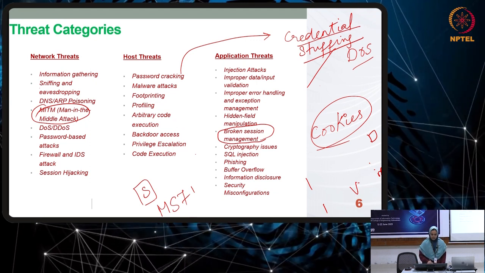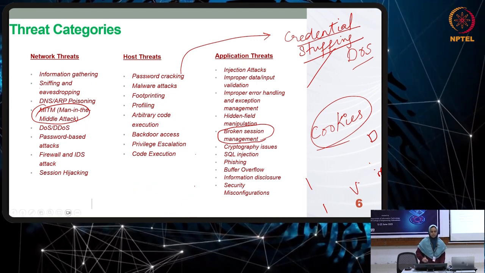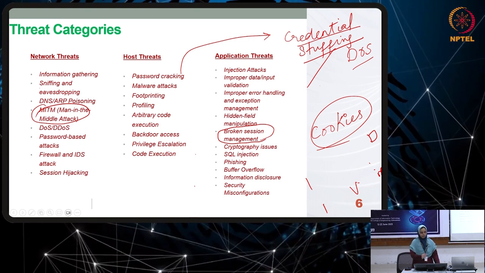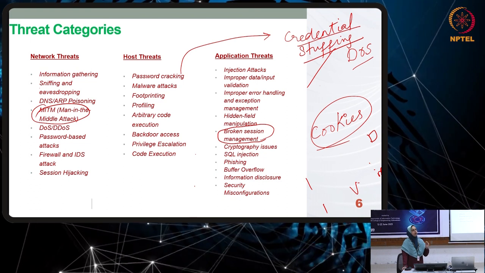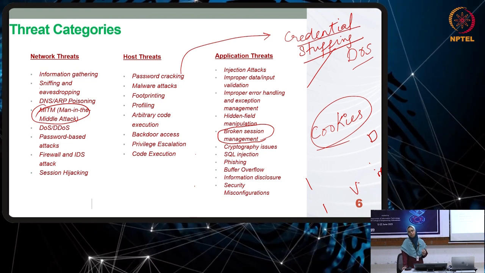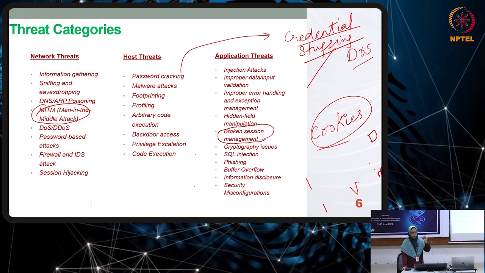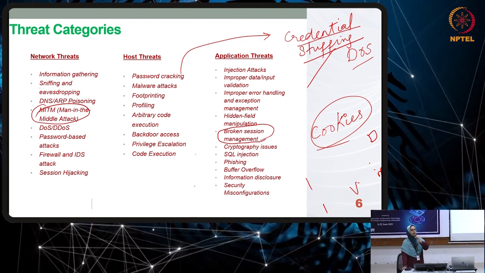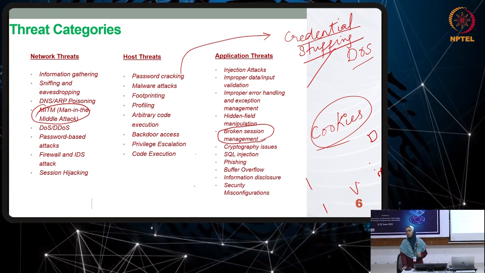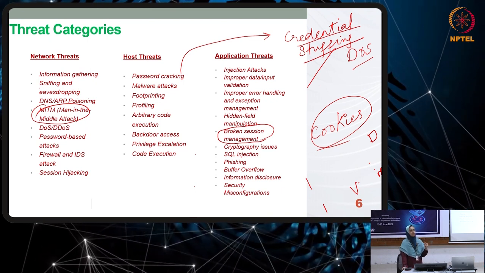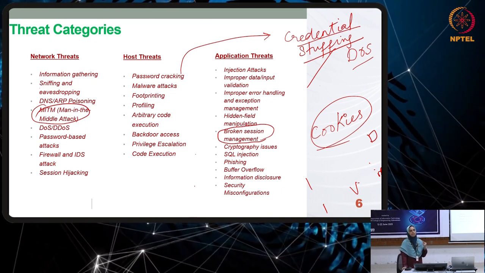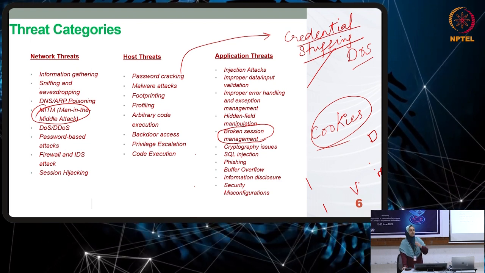Now, similarly, what do you mean by backdoor access? Backdoor means, first of all, you should know that there are some entry points which are not checked properly by the firewall. Through that entry point, the attacker will try to get access. That's called backdoor access. So mostly people use some unused system and try to get access inside.